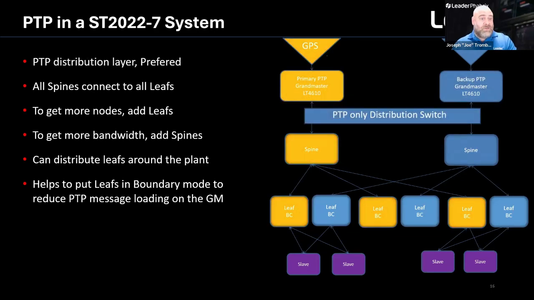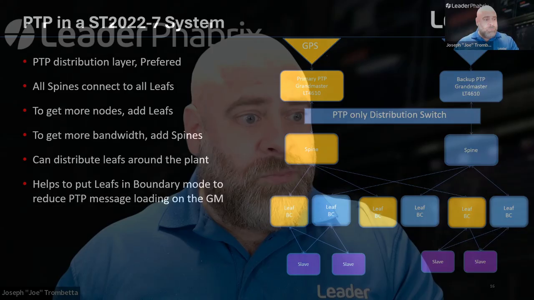So this is the preferred variant, adding a dedicated PTP-only distribution switch between the primary and backup grandmasters and the spine layer. So separating timing distribution from media transport, where appropriate, can simplify behavior and reduce troubleshooting question marks.